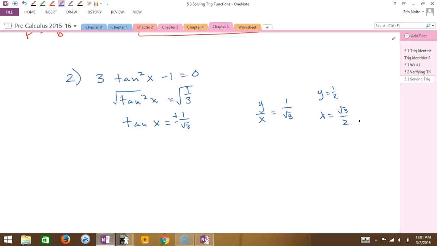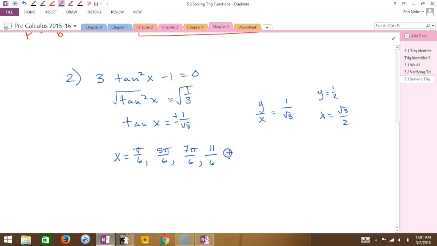There are 4 places, because remember there's a plus or minus in front of this. This is going to have 4 answers. 4 places where the x is the square root of 3 and the y is 1/2. We're looking at plus or minus versions of all of that. What are my 4 places on the unit circle? Pi over 6 is 1. 5 pi over 6 is 2. 7 pi over 6. And 11 pi over 6.